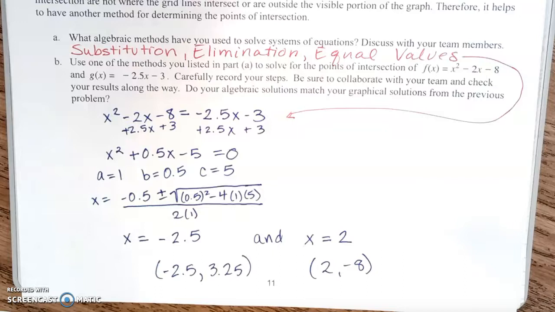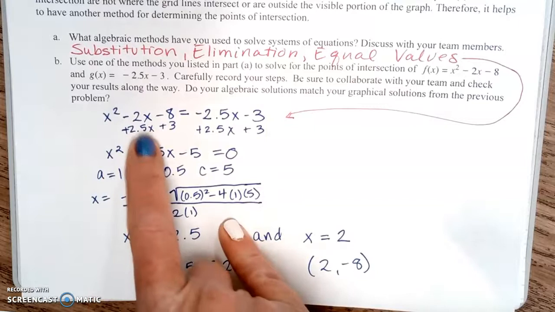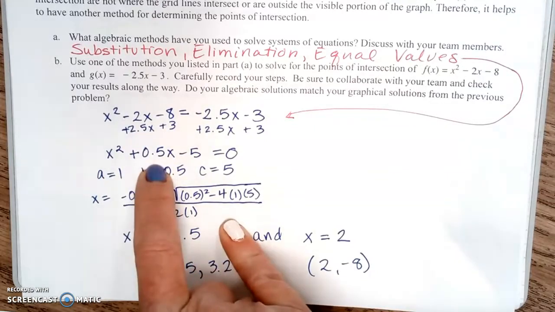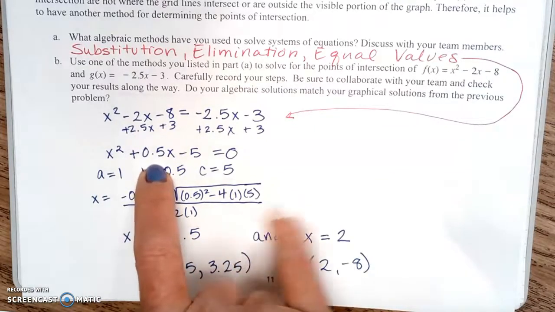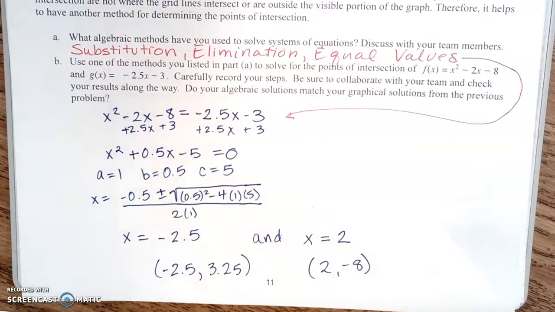So if we have the x squared minus 2x minus 8 on the left and the negative 2.5x minus 3 on the right, we want to get it set equal to 0. So we're going to add the 2.5x to both sides, and we're going to add the 3 to both sides. That'll leave us with 0 on the right, okay? We bring down the x squared, and then negative 2x plus 2.5x is plus 0.5x. And then negative 8 plus 3 is minus 5. Okay?